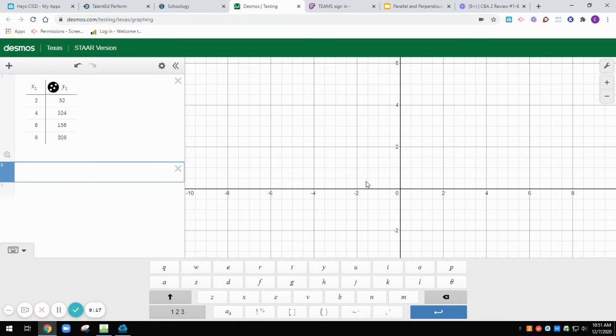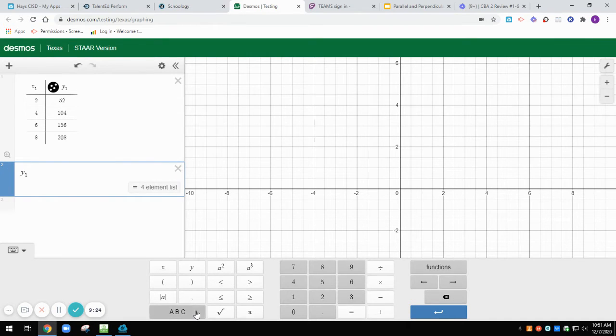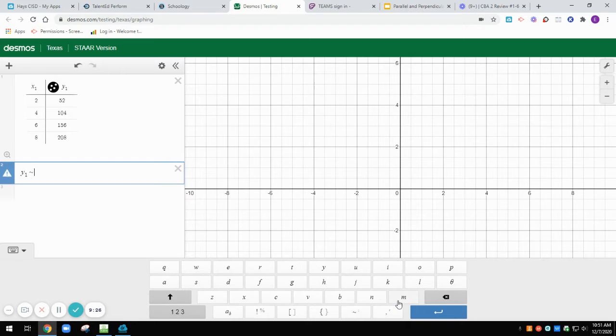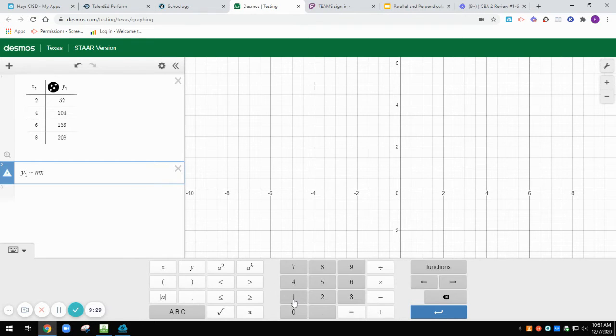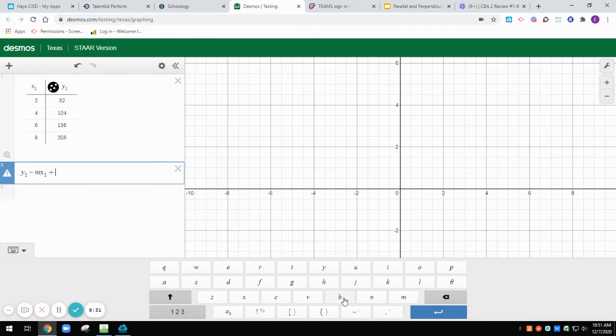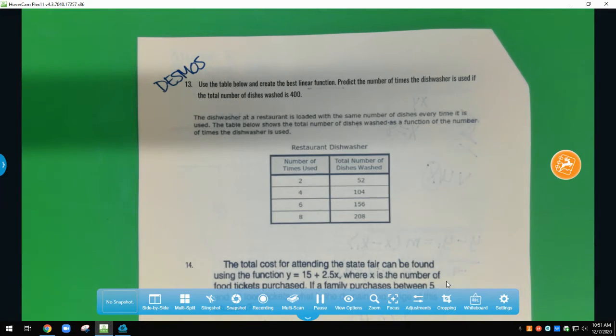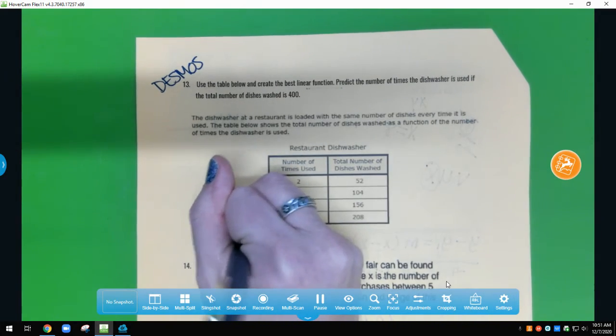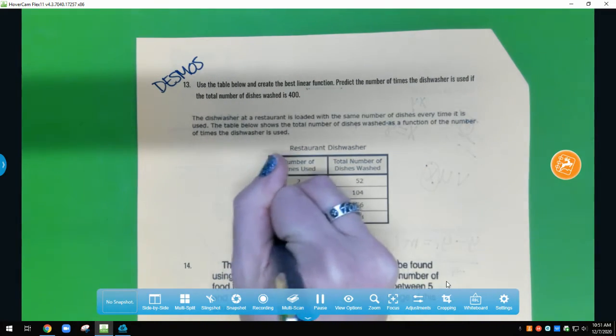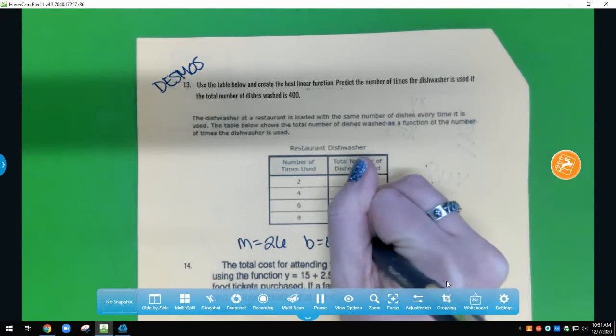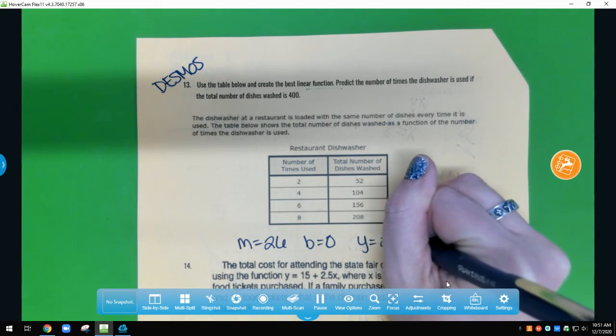Okay, and then y1 tilde mx1 plus b. So our equation is y equals 26x plus 0. Because it told us our m was 26, our b was 0. So we have y equals 26x.